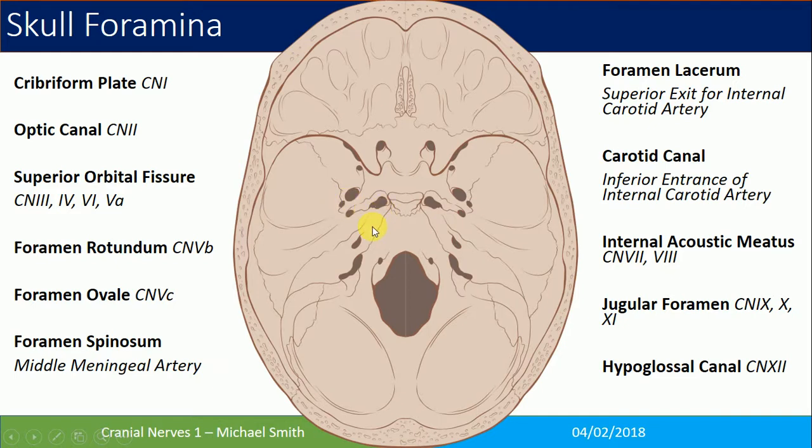Next we have our carotid canal and foramen lacerum, and this is where our internal carotid artery enters and then comes through into our skull. And then we can move back to our internal acoustic meatus, where we have cranial nerves 7 and 8 going into the temporal bone. We then have our larger jugular foramen, and this has cranial nerves 9, 10, 11, as well as our internal jugular vein, and our hypoglossal canal, which sits just next to the large foramen magnum, which has our brainstem and spinal cord coming down.